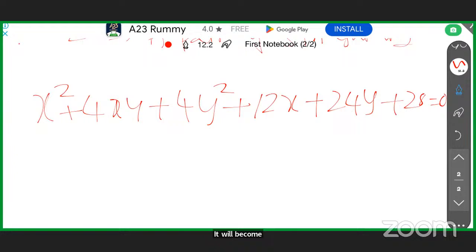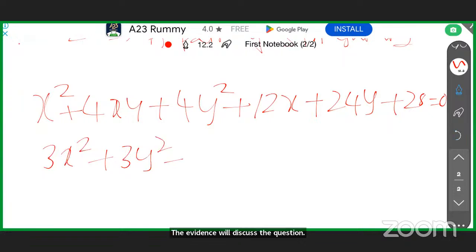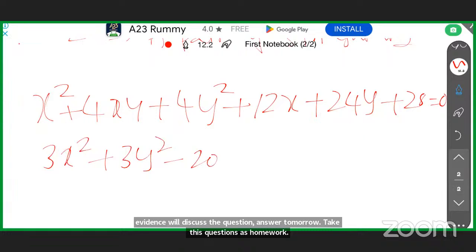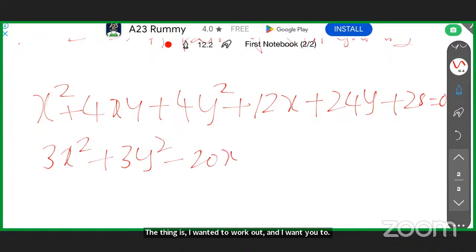Okay, don't worry, we'll discuss tomorrow. Take another two questions as homework. Dear students, we'll discuss the questions and answers tomorrow. Take these questions as homework. The thing is, I want you to work them out and learn the conditions. More than by heart, understand the conditions and apply them to find the equations.